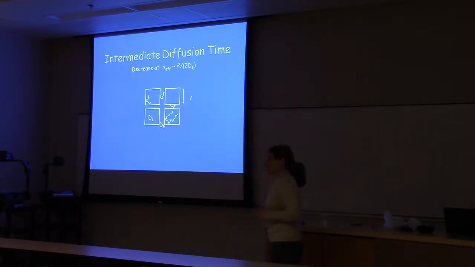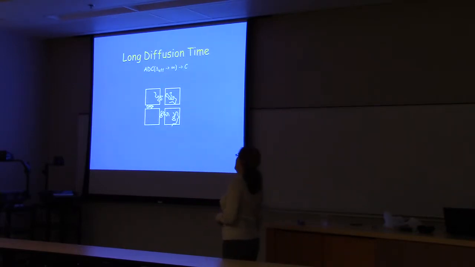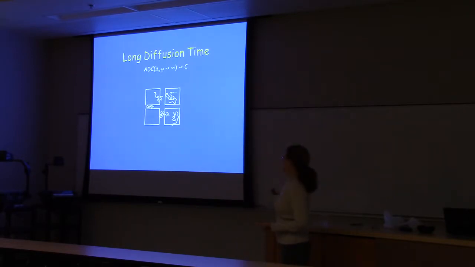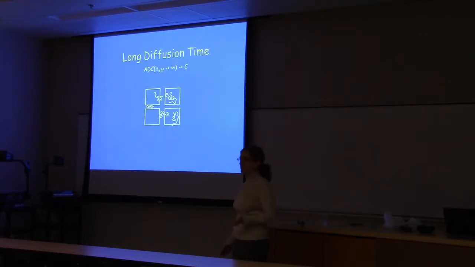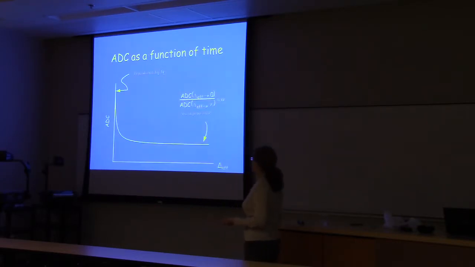If we go a little bit longer, those in the cells will start getting restricted and hindered. So the diffusion coefficient will get even smaller. And if we go for really long times, everything is now restricted or hindered. And so we'll get, basically it goes to a constant that's pretty small. So the schematic looks something like this.